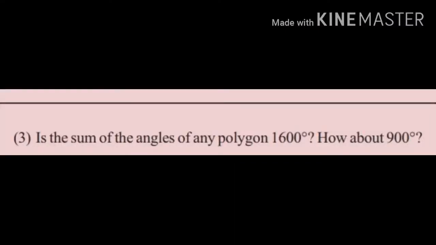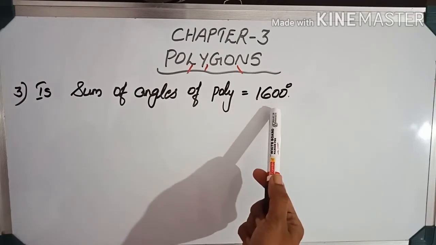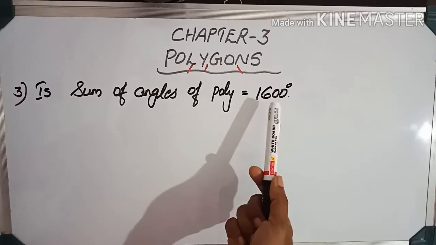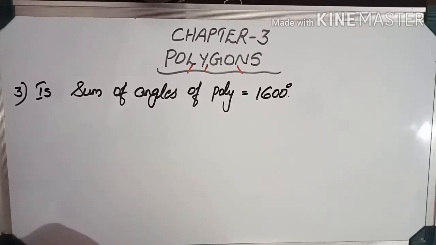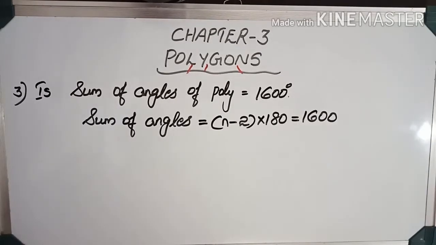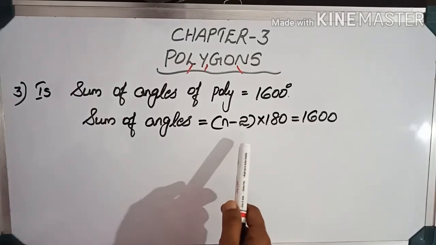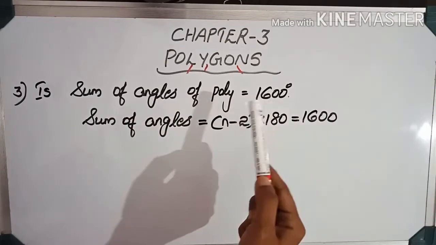Question number 3: is the sum of the angles of any polygon 1600? How about 900? In this question we have to check whether we can draw a polygon with the sum of angles as 1600. Okay, sum of angle is given. Here also number of sides is not given. We have to check whether it is possible to draw. Here also we have to use the same sum of angles equation. Like this we can write, sum of angles equal to n minus 2 into 180, that is equal to 1600. 1600 is already given in the question.